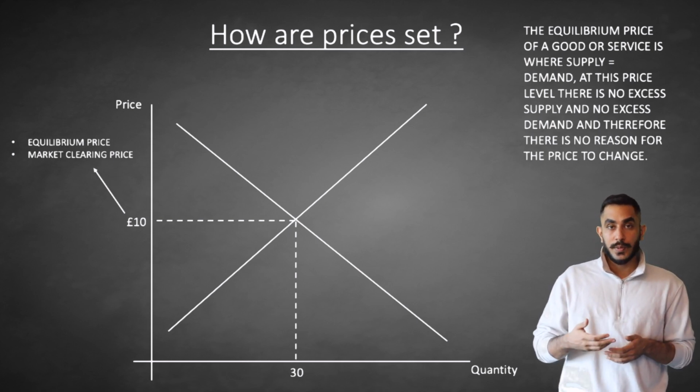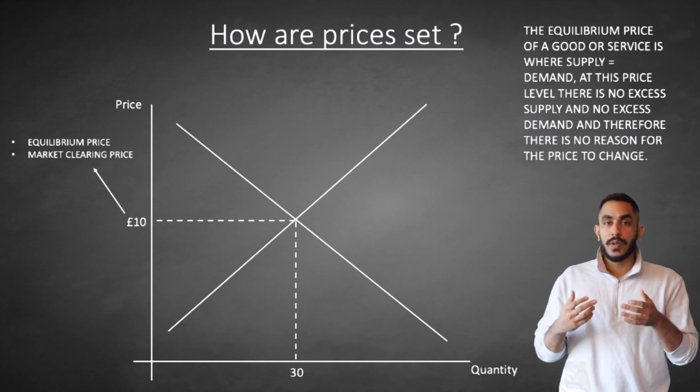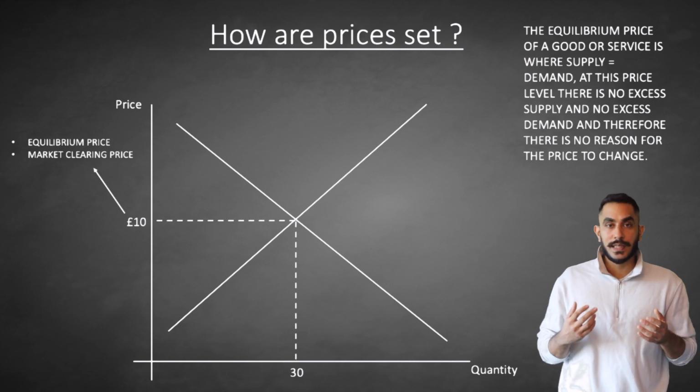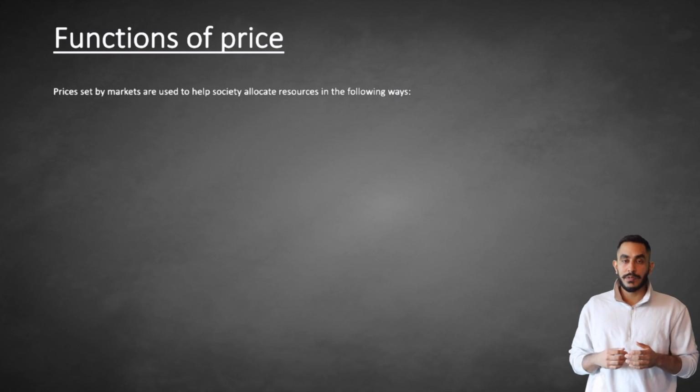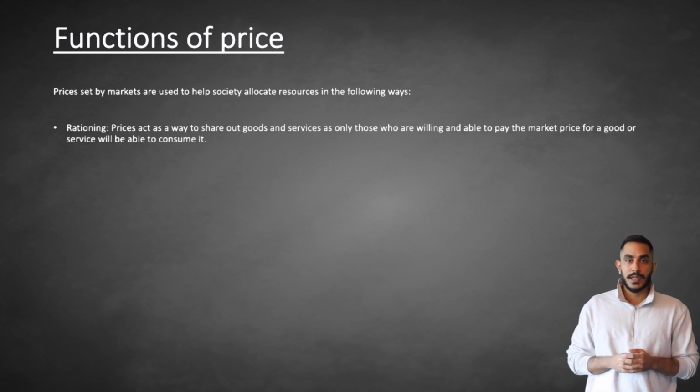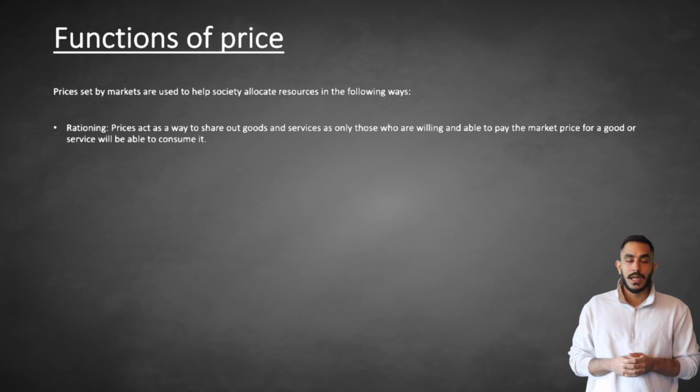Once the price of a good or service is determined by a market, prices will then play an important role in deciding how to allocate scarce resources. Prices perform three functions in helping us decide how to use scarce resources. The first function that price performs is rationing. Prices act as a way to share out goods and services, as only those who are willing and able to pay the market price for the good or service are able to consume it.